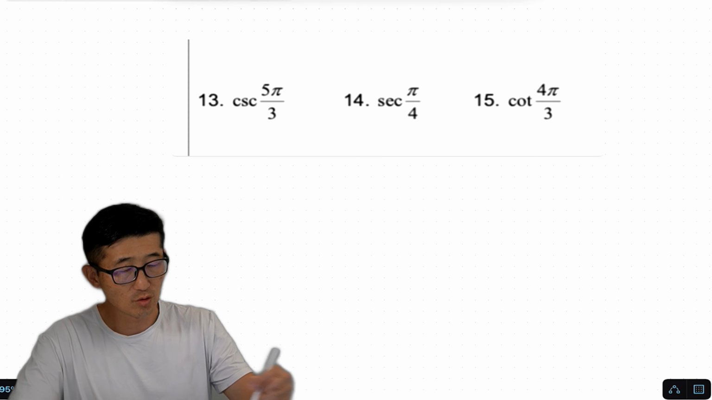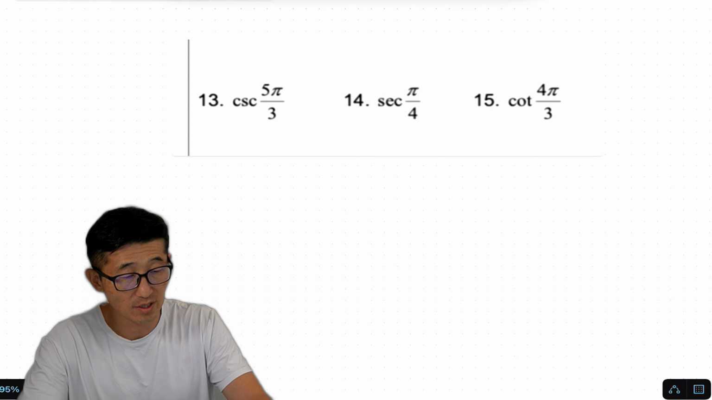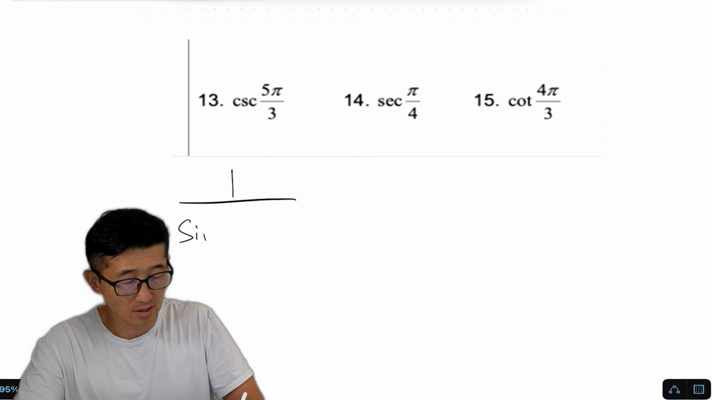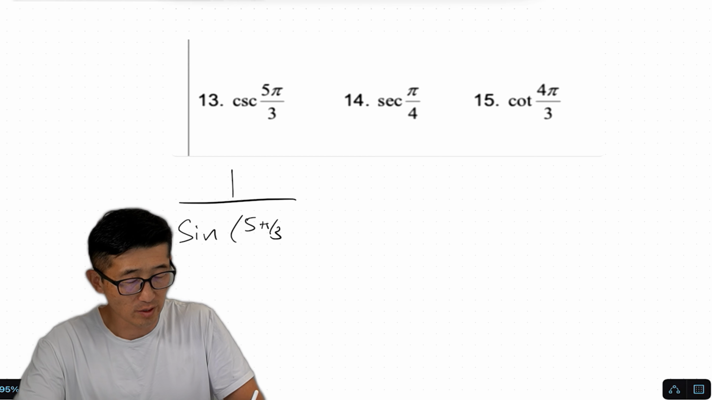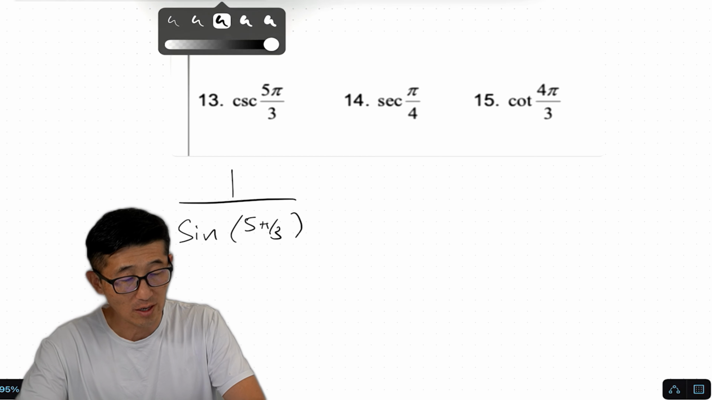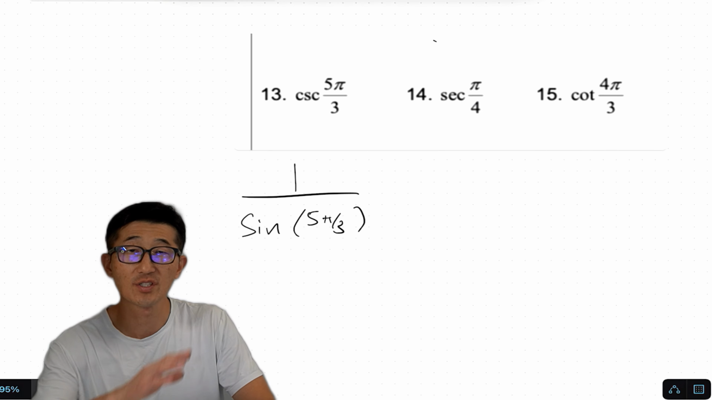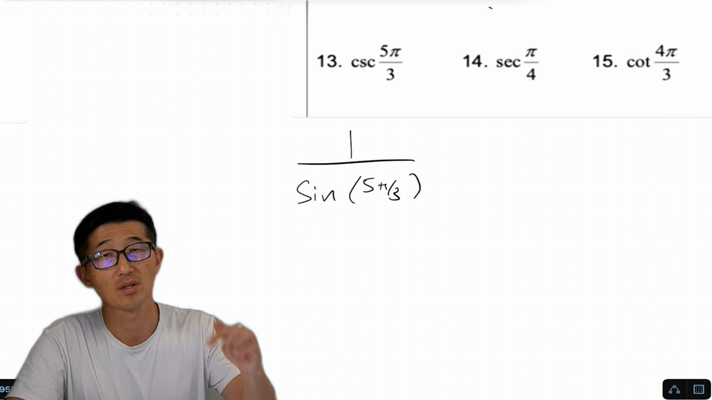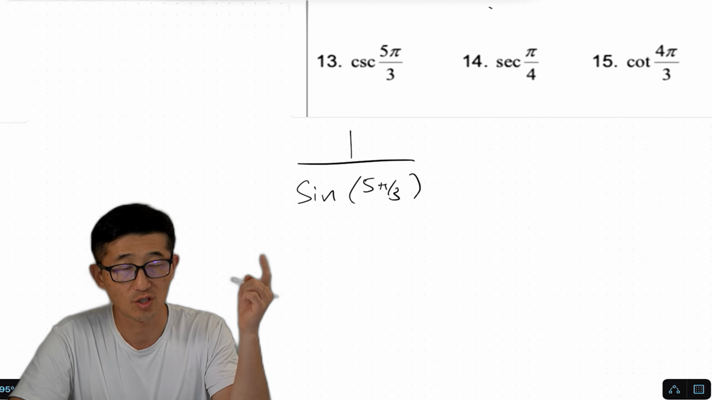Okay, so now for cosecant, you can go like this: 1 over sine of 5 pi over what? 3. Now you can do it that way, or whatever you get for sine 5 pi over 3, just put it under 1. But anyways, just start it like this.